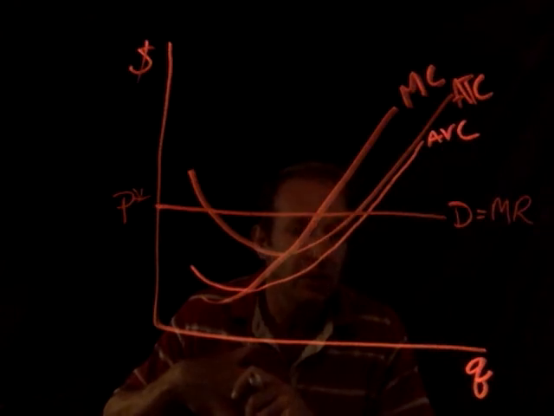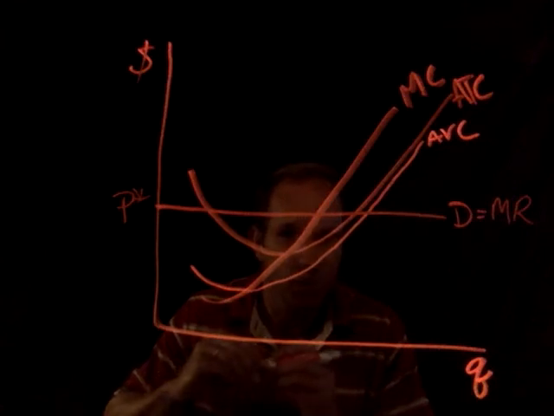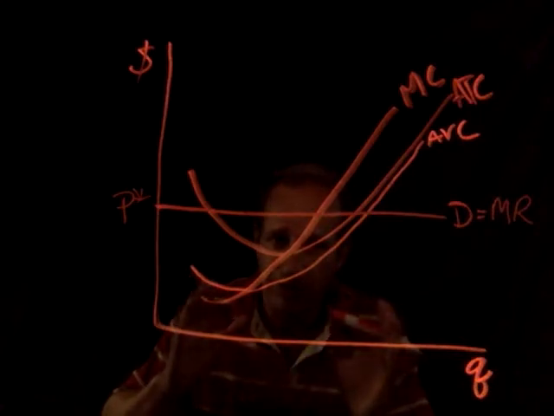Now, can we tell where they would do that? It was brought up in one of the prior videos with this chapter. Where does the profit maximizing firm produce?